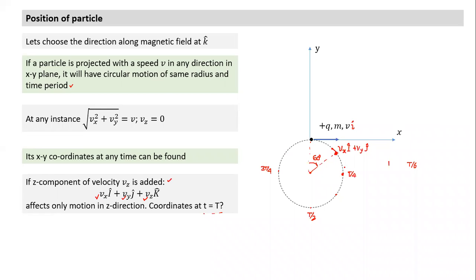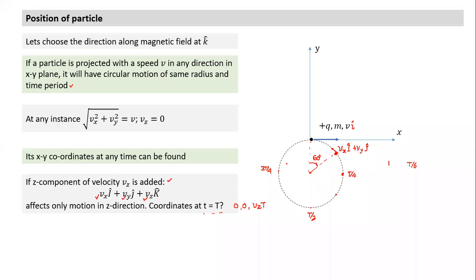By the time it has completed one full circular motion, it has come back and the xy coordinate has become 0. But it has some displacement along the z direction, which is uniform motion. So the z coordinate will be equal to what? Very simple. Since it has uniform velocity, it is speed into time. That would be the z coordinate. Now something similar we can find.